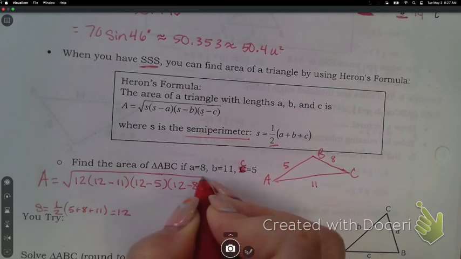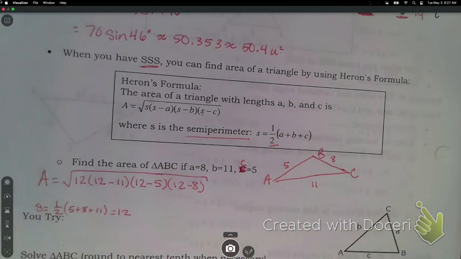Does it matter which one of those goes first? No. Now, is the semi-perimeter ever going to be bigger than one of the sides? Yeah. It's always going to be. Is it ever going to be smaller? No. If it is, you're wrong, correct? Yeah. First of all, you can't take the square root of a negative number.